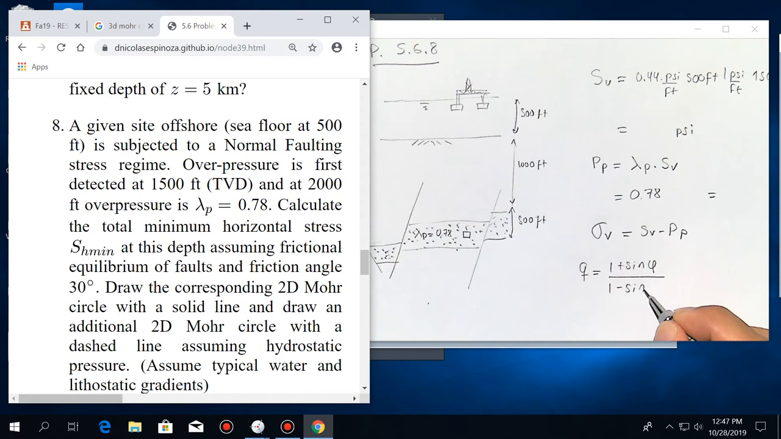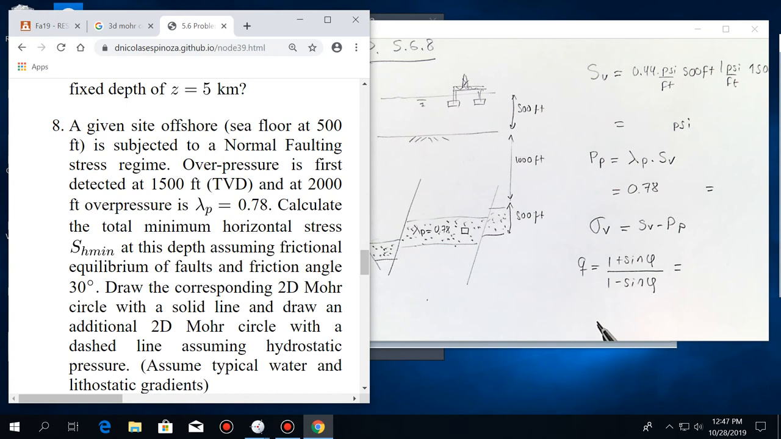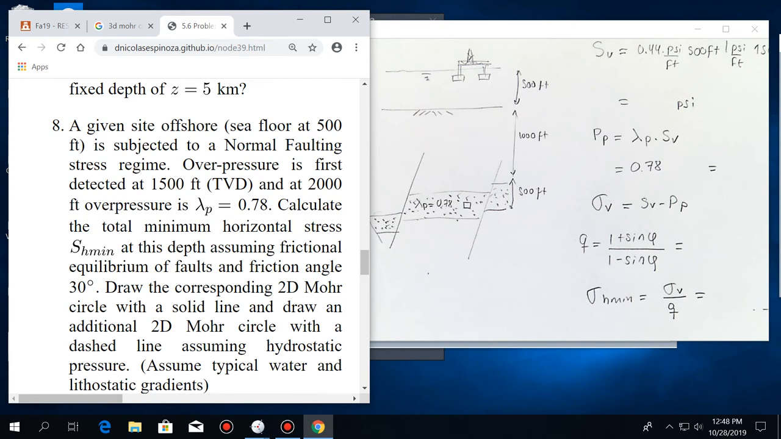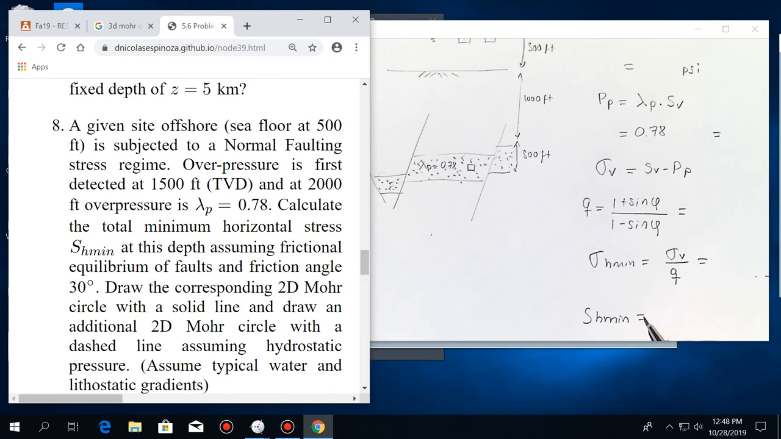And after I get what Q is equal to, then sigma h mean, finally, is going to be sigma v divided by Q. And after I do that, last thing, Sh min will be sigma h mean, something I just calculated, plus pore pressure. And that's the end of the problem.